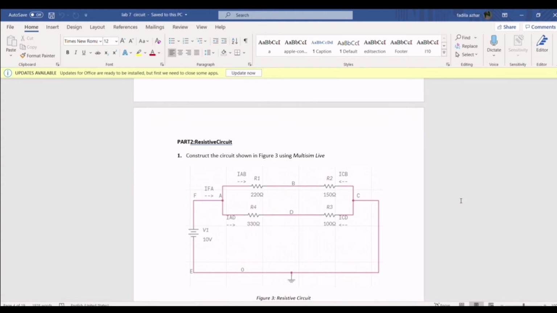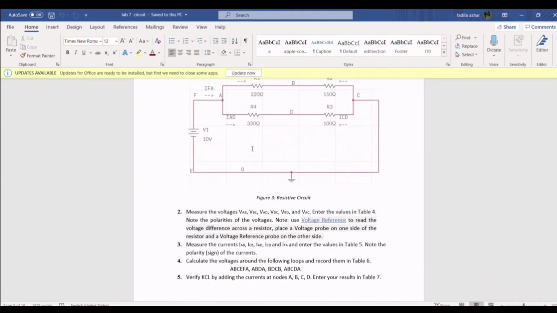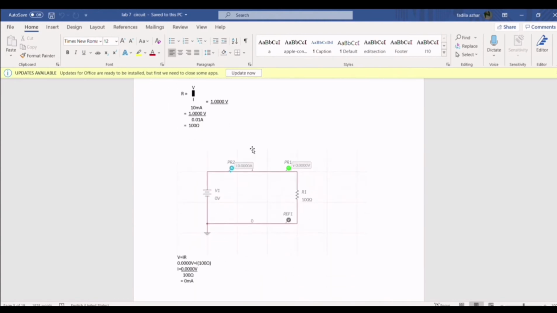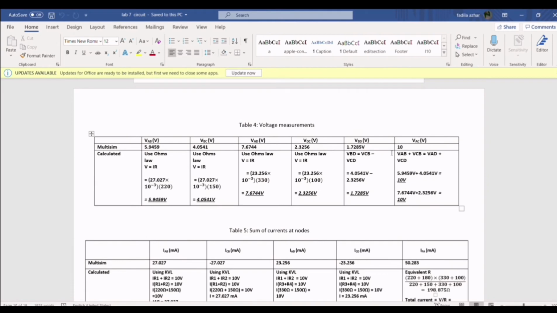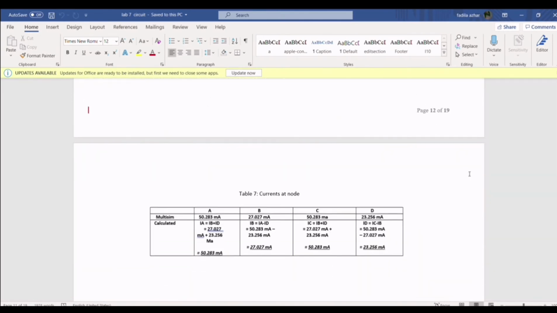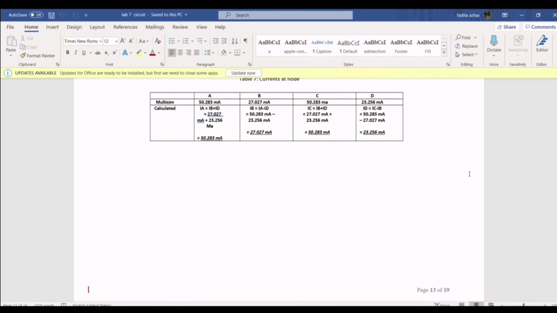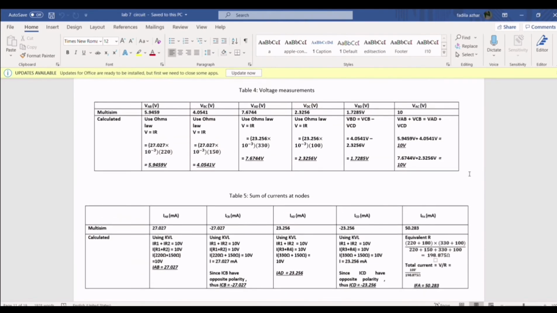For part 2, we will look at the relative circuit. Okay, so this is the result that we got for currents, voltage, and so on. I will show you how we get this on Multisim Live.